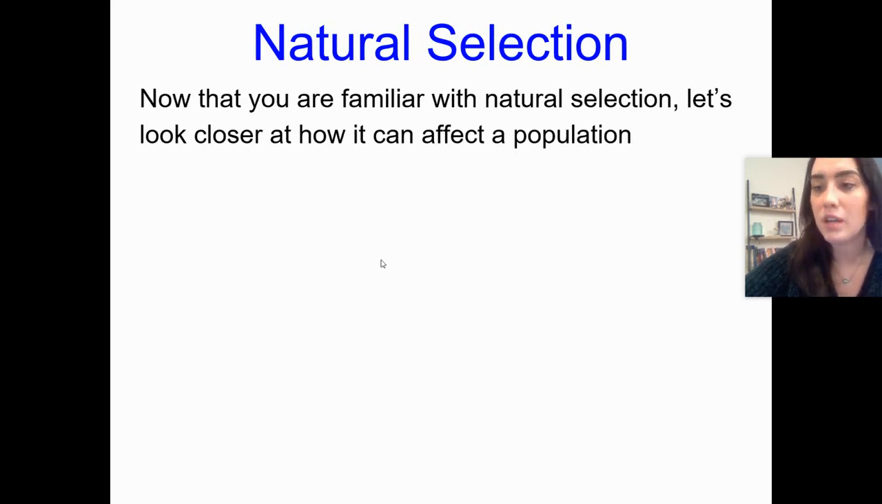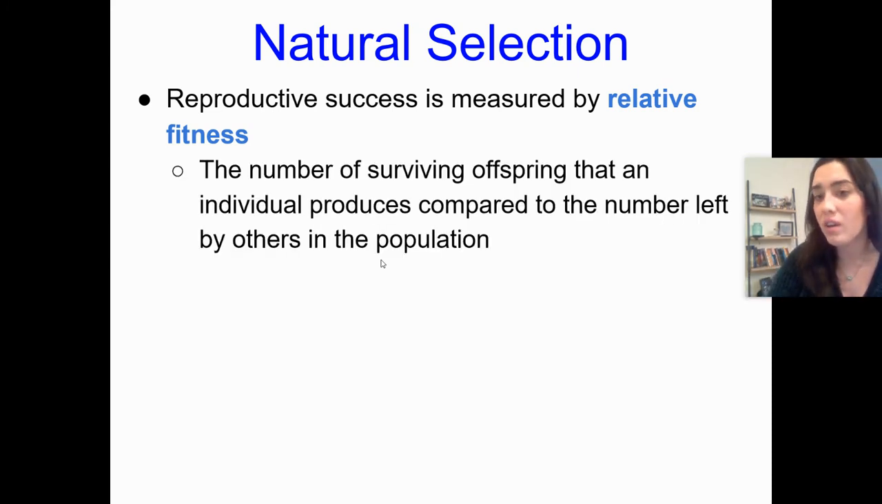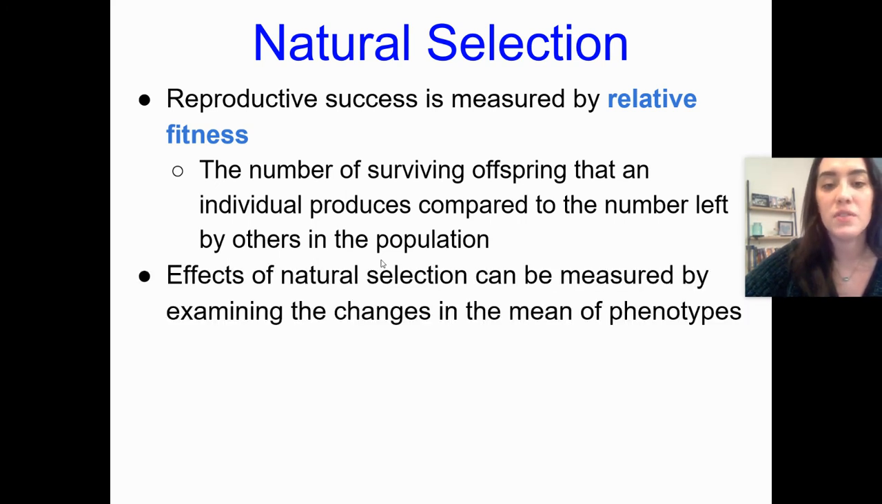Okay, so we've talked about natural selection, and now that we're a little bit more familiar with it, I just want to look closer at how it can affect a population. So reproductive success is measured by relative fitness. We know this from the first lecture that we did on natural selection. It is the number of surviving offspring that an individual produces compared to the number left by others in the population. That is the relative fitness that we have used to assess fitness.